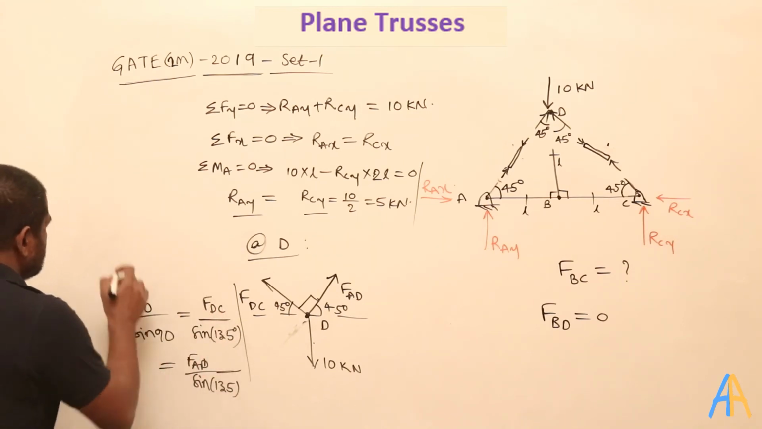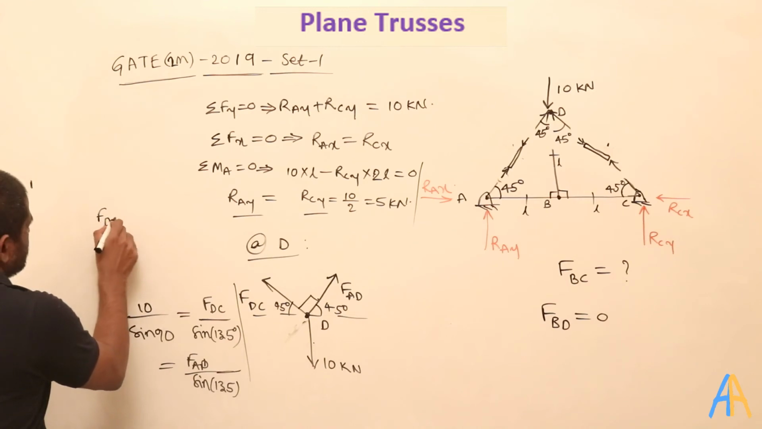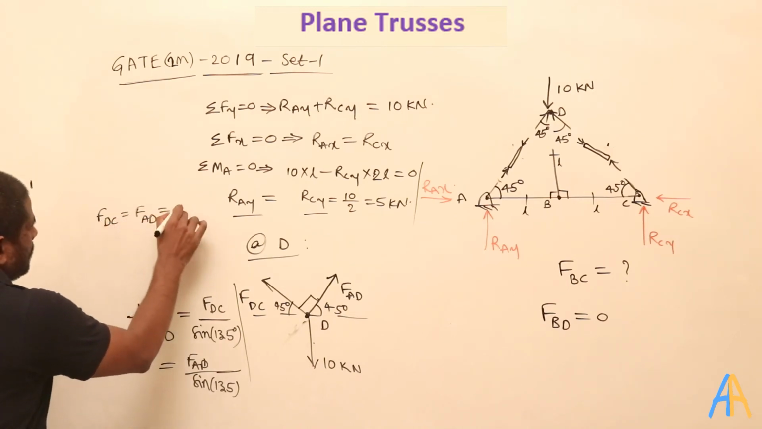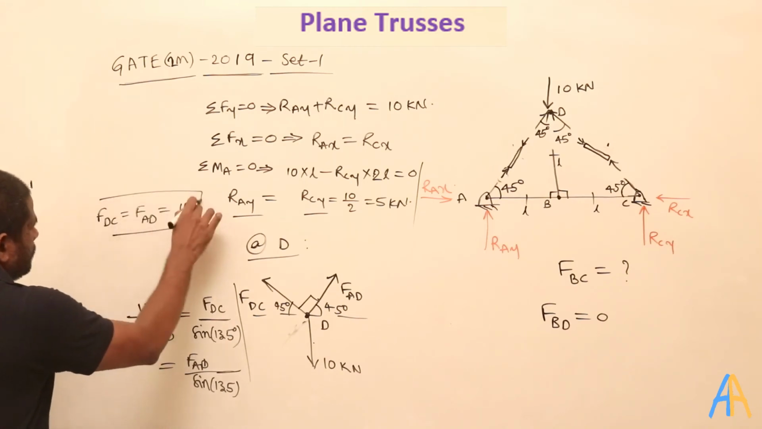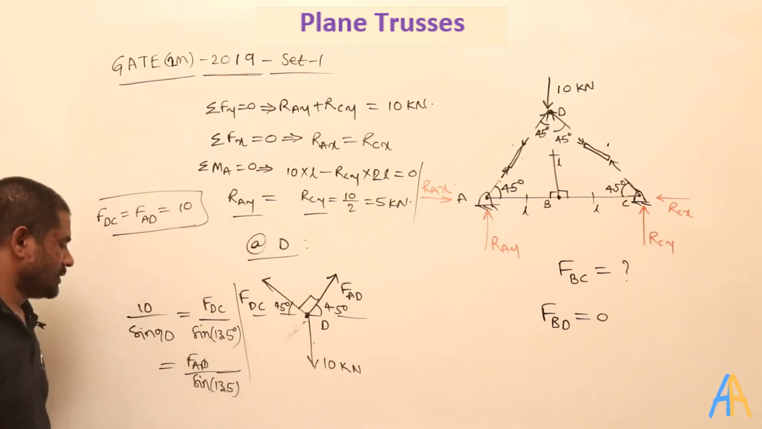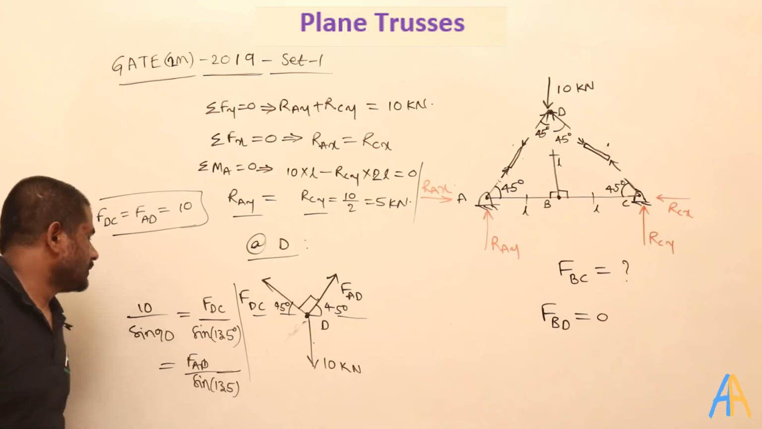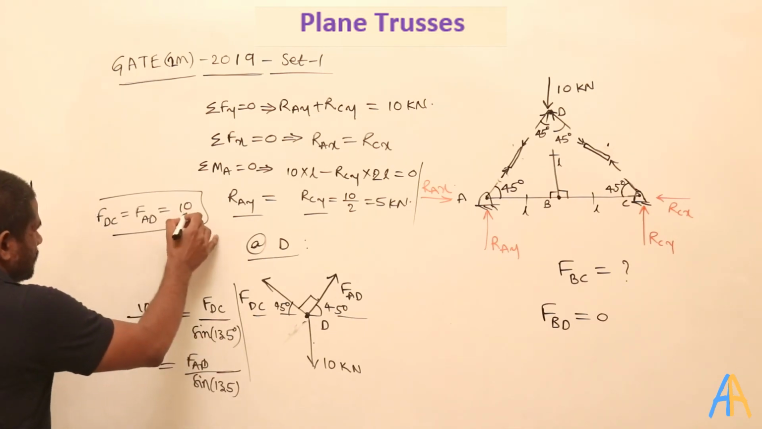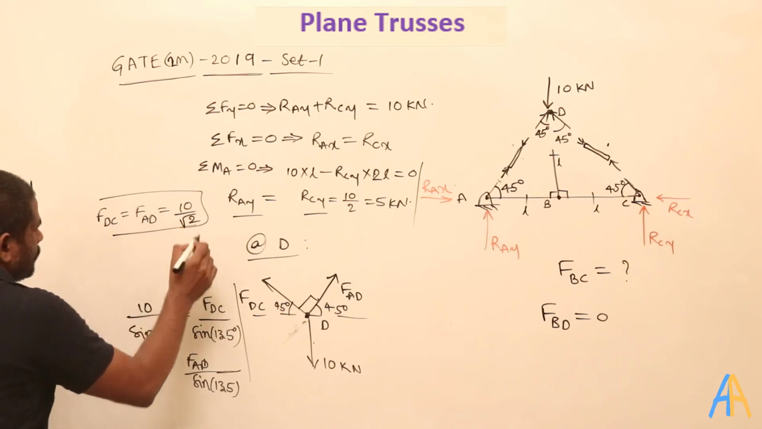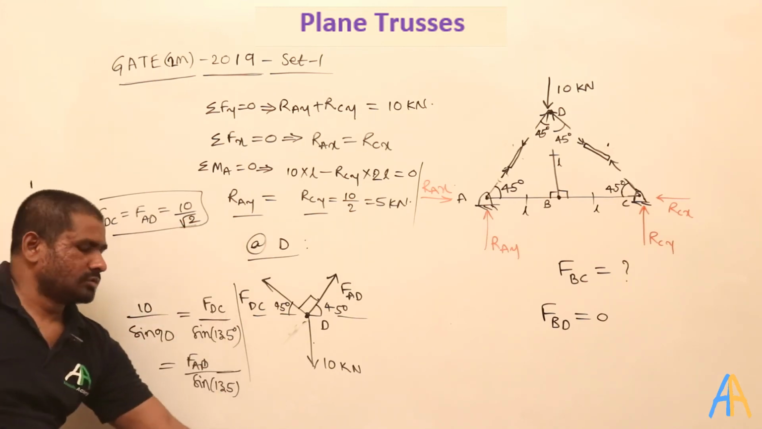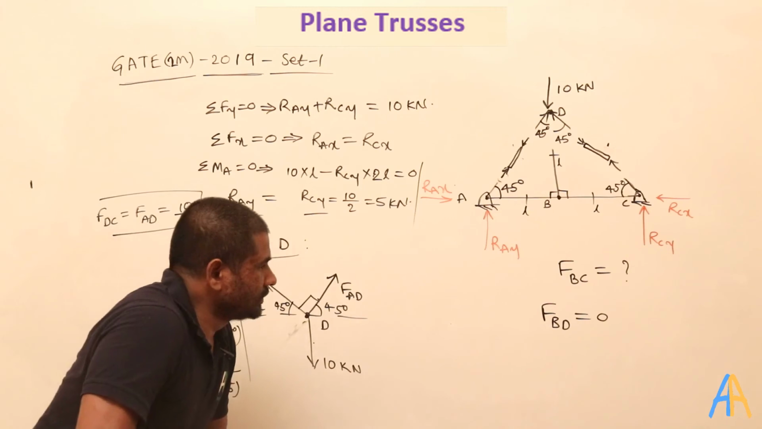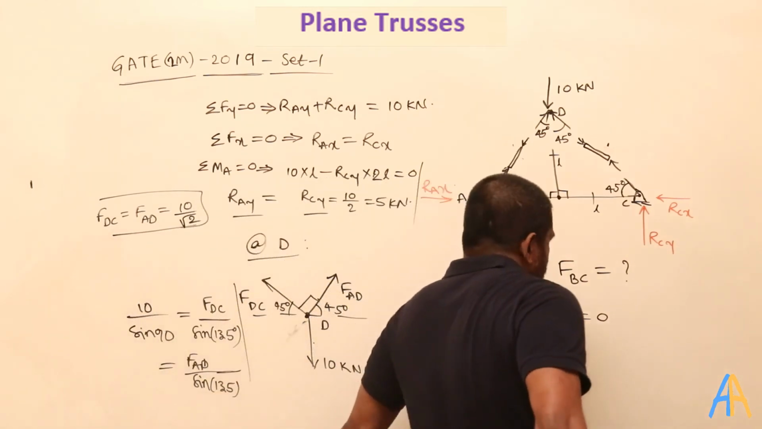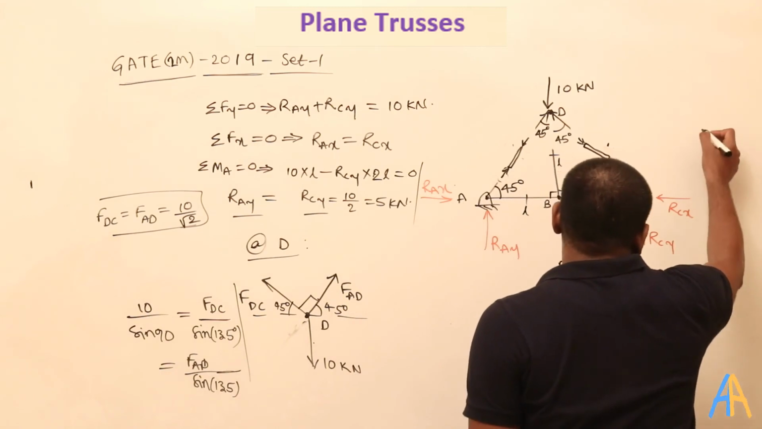That means FDC equals FAD, equals how much? 10 kilonewton. Okay, whenever it is sine 45, it will go to the other side, right? So 10 by root 2 kilonewton. Okay, so 10 by root 2 kilonewton, and here at this junction C, what are the forces that you have?